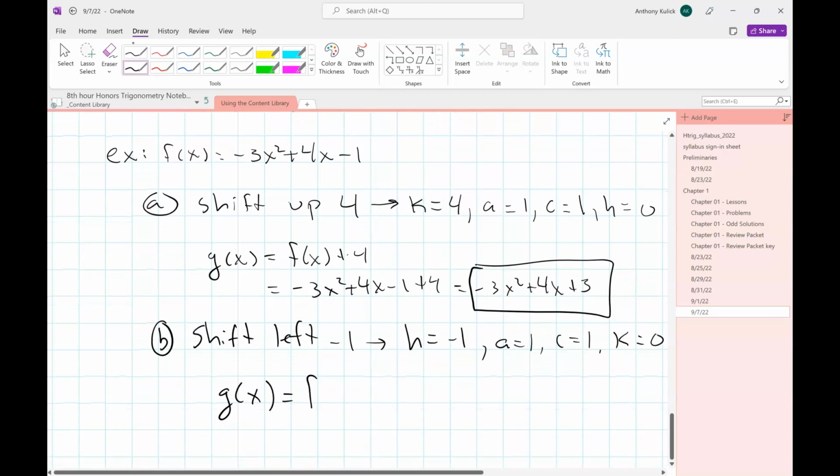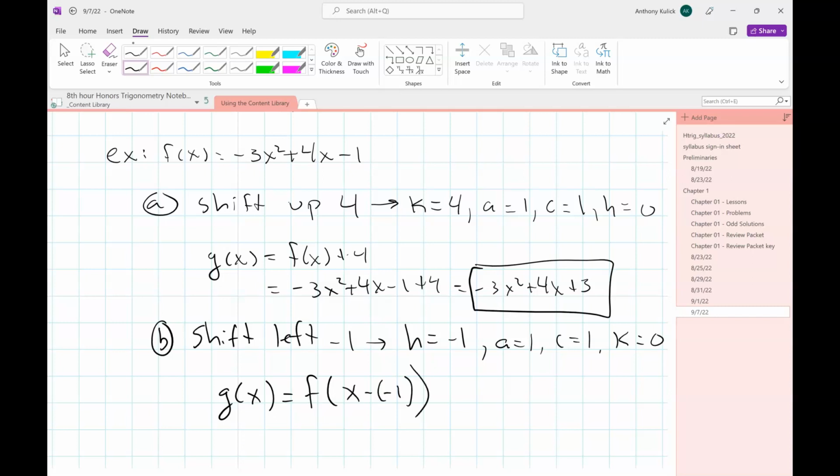So g of x should be f of x minus a negative 1.